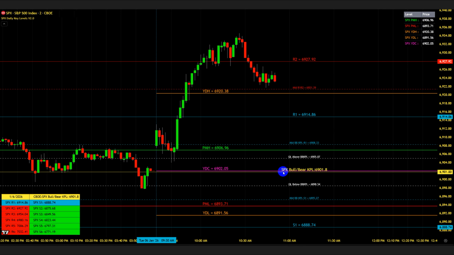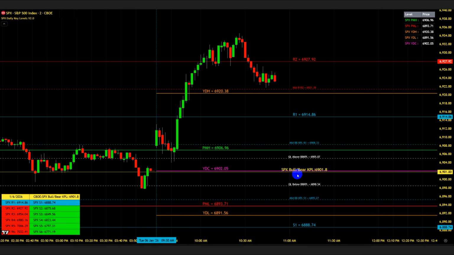You'll see the main key level that you're given for the session is the SPX Bull Bear Key Price Level, so that's also known as the BBKPL level, which for today's session is 69.0180. So this is the important bull bear pivot for the session. So it's giving you the initial bias for the session based on where price is going to open and close at the 9:30 a.m. opening candle, and then as we move throughout the session. So what this generally means is bullish above this pivot level and bearish below this pivot level.